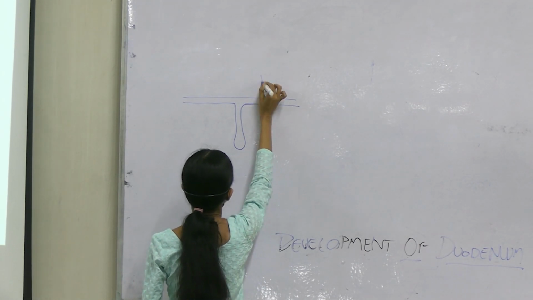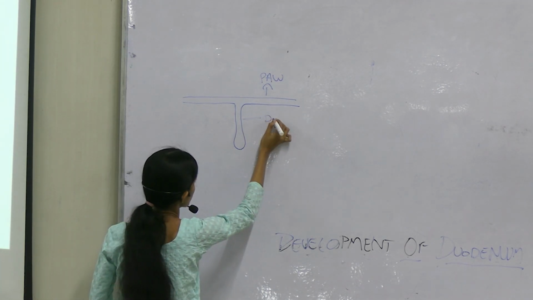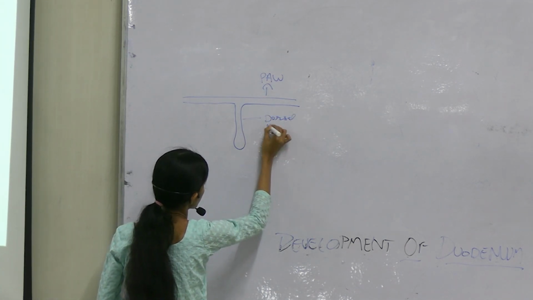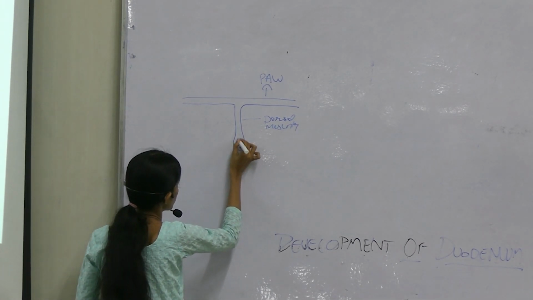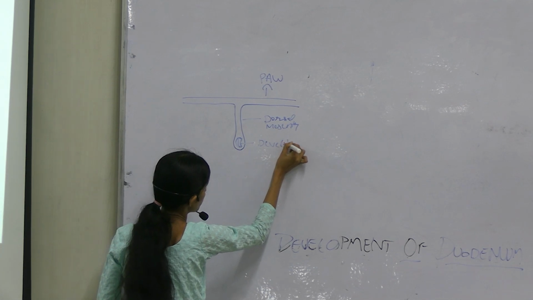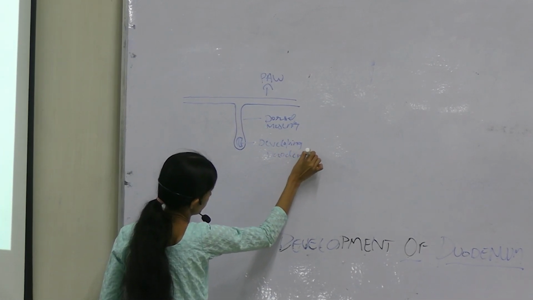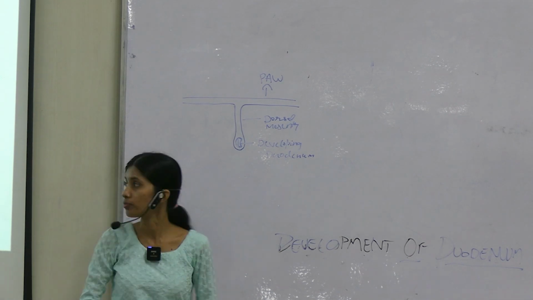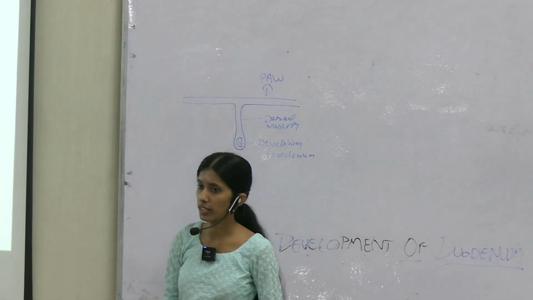So this is your posterior abdominal wall and this is your dorsal mesentery. Inside this we have a developing duodenum. Okay. Now if you see, the loop is present in the sagittal plane.